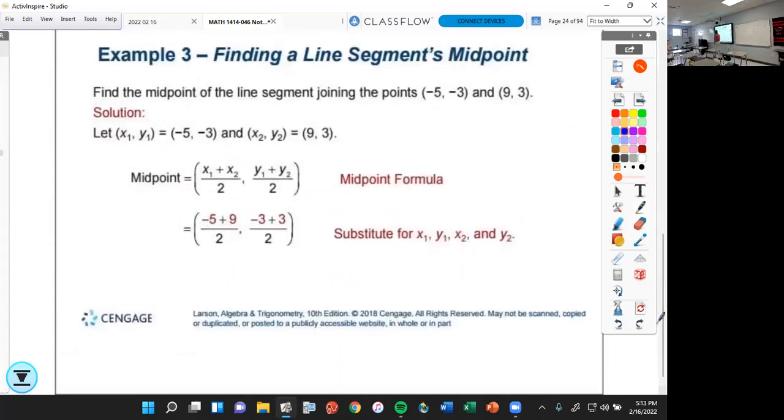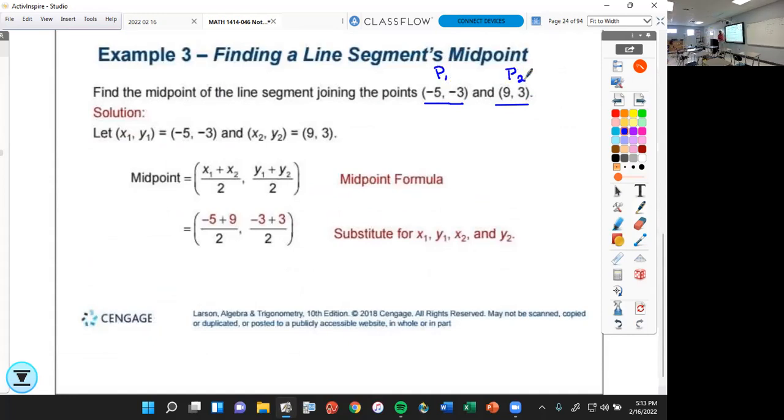So I've got a given line segment. I've got a line segment that goes between the 2 points, -5, -3, and 9, 3, and I want to know what's the midpoint. What point is exactly halfway between -5, -3, and 9, 3? So again, it doesn't matter which point is point 1 or which point is point 2. They've given me -5, -3 first, so that's going to be my point 1. So we'll call this one point 1, and we'll call this one point 2.